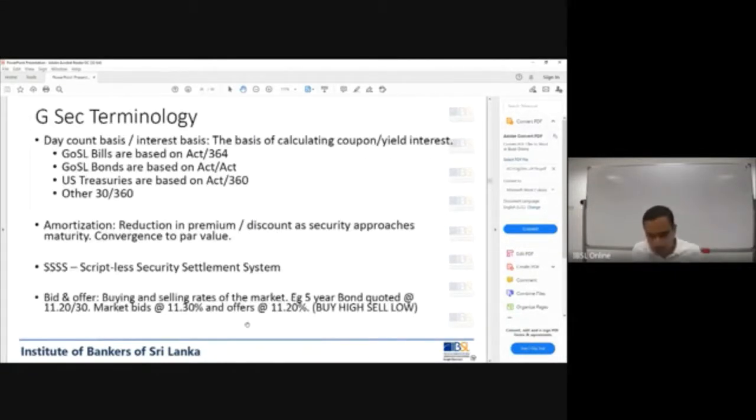Right. Day count basis. Now, if I may ask you a simple question, if you deposit 100 rupees in a 1-month FD at 10%, how much will you get when the FD matures? A 1-month FD of 100 rupees at a rate of 10%. How much will you get when it matures?